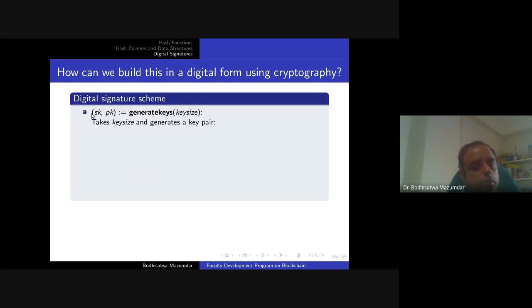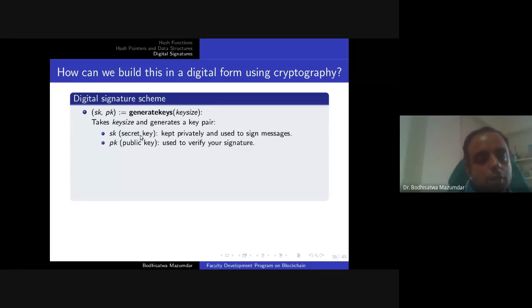So this is a key pair wherein the first is a secret key known only to the owner, and then we have a public key known to everybody else in the system. This function takes in the key size and generates a key pair. Here SK is the secret key and PK is the public key. The secret key is used to sign the document, and the public key is used to verify that signature. So the secret key is kept privately, so that only the owner can sign a document, and it is used to sign the messages.